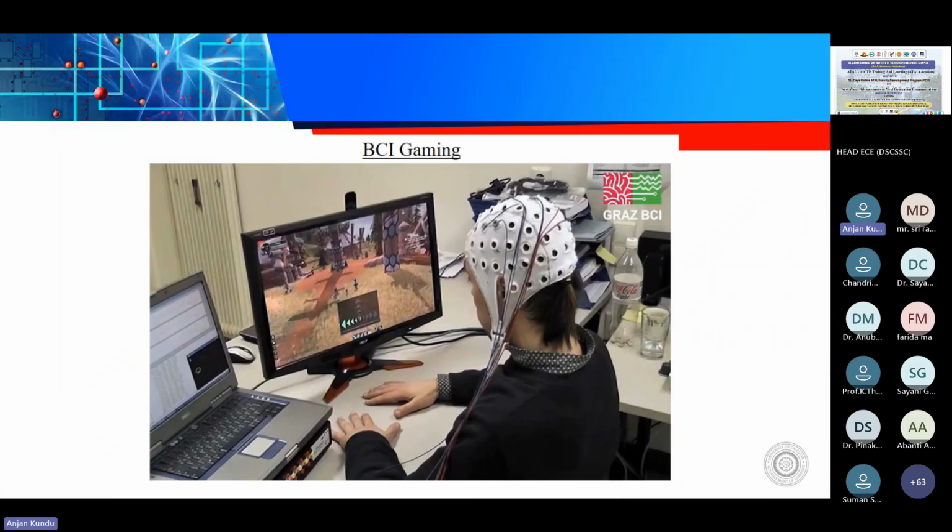Look, this is a BCI game. Without using your hands, just by his thought process, that guy is playing a computer game. These are the EEG sensors. This is a 10-lead EEG sensor. We have a 5-lead EEG sensor. This is a 10-lead EEG sensor. It can capture 10 different brain signals.